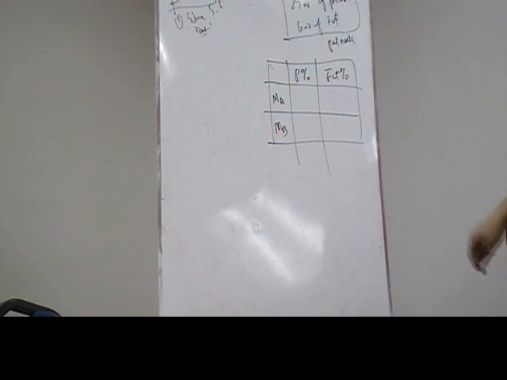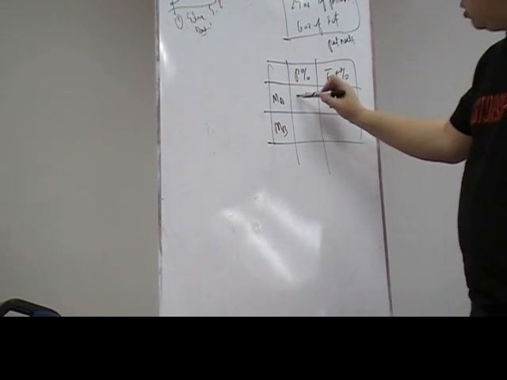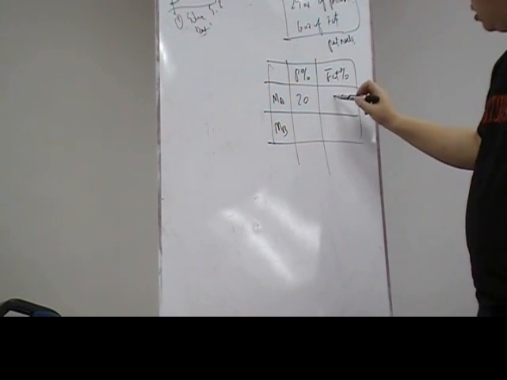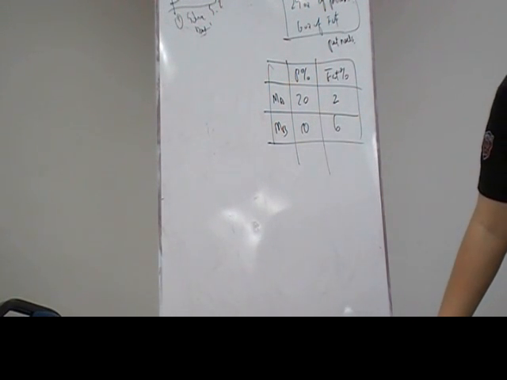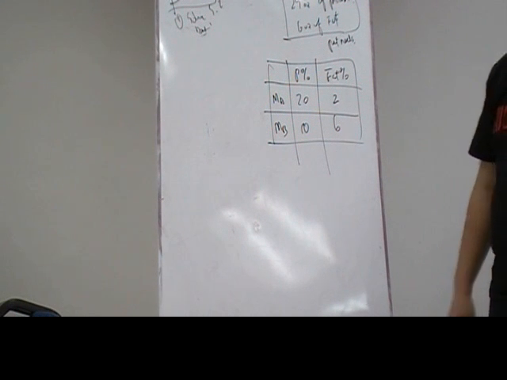This is weird. Not okay. The question is wrong. I think 20 and 2, 10 and 6. No, not yet. The question is wrong. Okay, let's see whether we can get it.